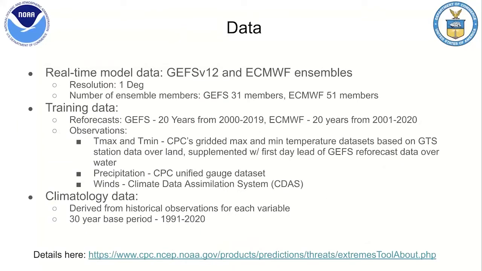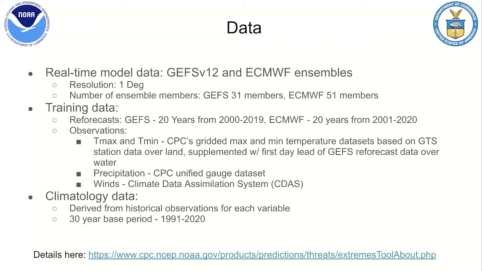A little bit about the backend data here. We did switch over to GEFS version 12. We also have the European ensemble data for each of the tools. The resolution is 1 degree, and the GEFS has 31 members, while the European has 51 members in real time. In terms of the training data, we use a long-term reforecast for both of them. We use 20 years of hindcasts or reforecasts, and these are paired with observations for each of the variables.